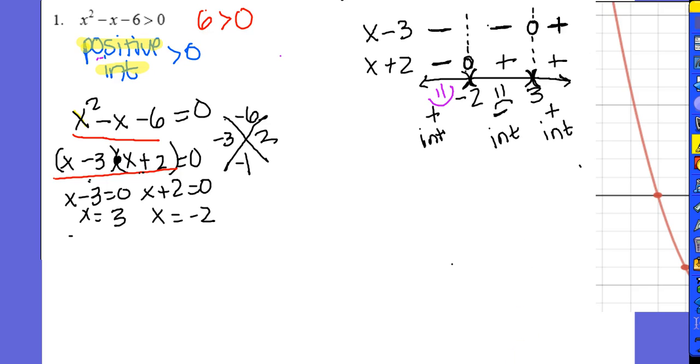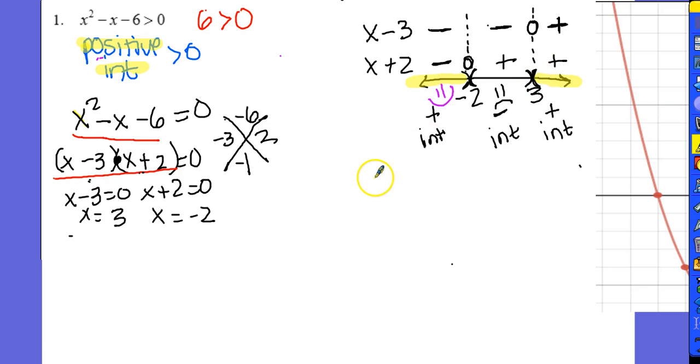You don't have to do happy faces and sad faces, people. All right, then positive times positive produces a positive interval. So once I have decided what kinds of intervals this sign chart is producing, I go back to my equation and it says that I want positive intervals. So that means I want this section and I want this section of the number line.